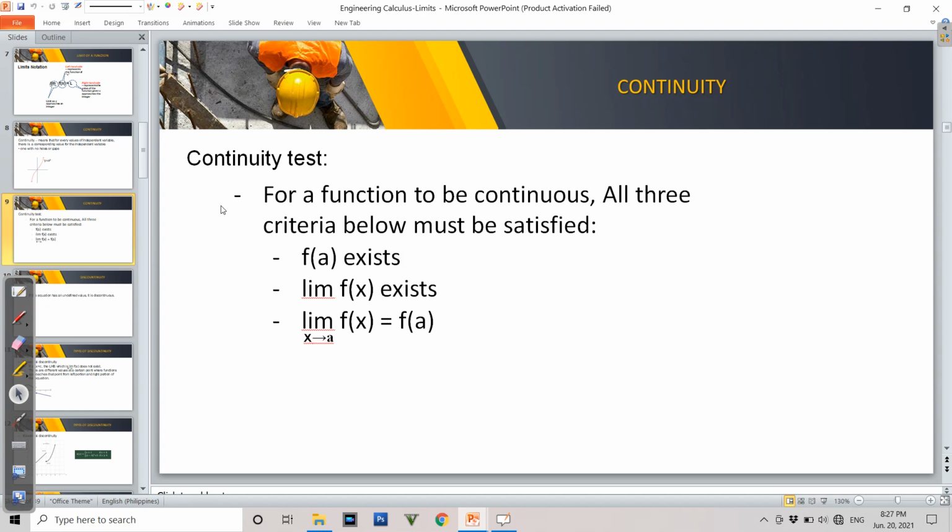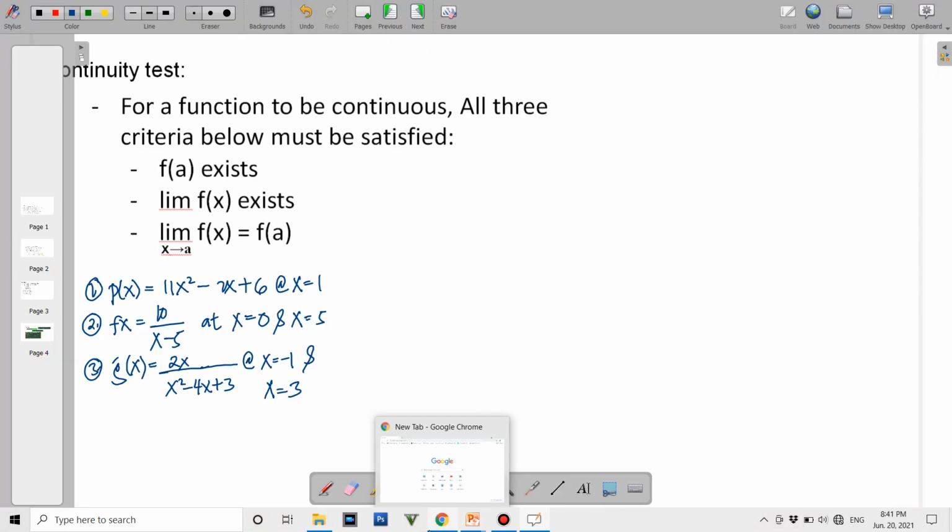So let us have some examples. We check the equation with the listed criteria. f(a) exists, the limit of f(x) exists, and the function and the limit should equate. Okay, for the first problem, at x is equal to 1, should this function exist?